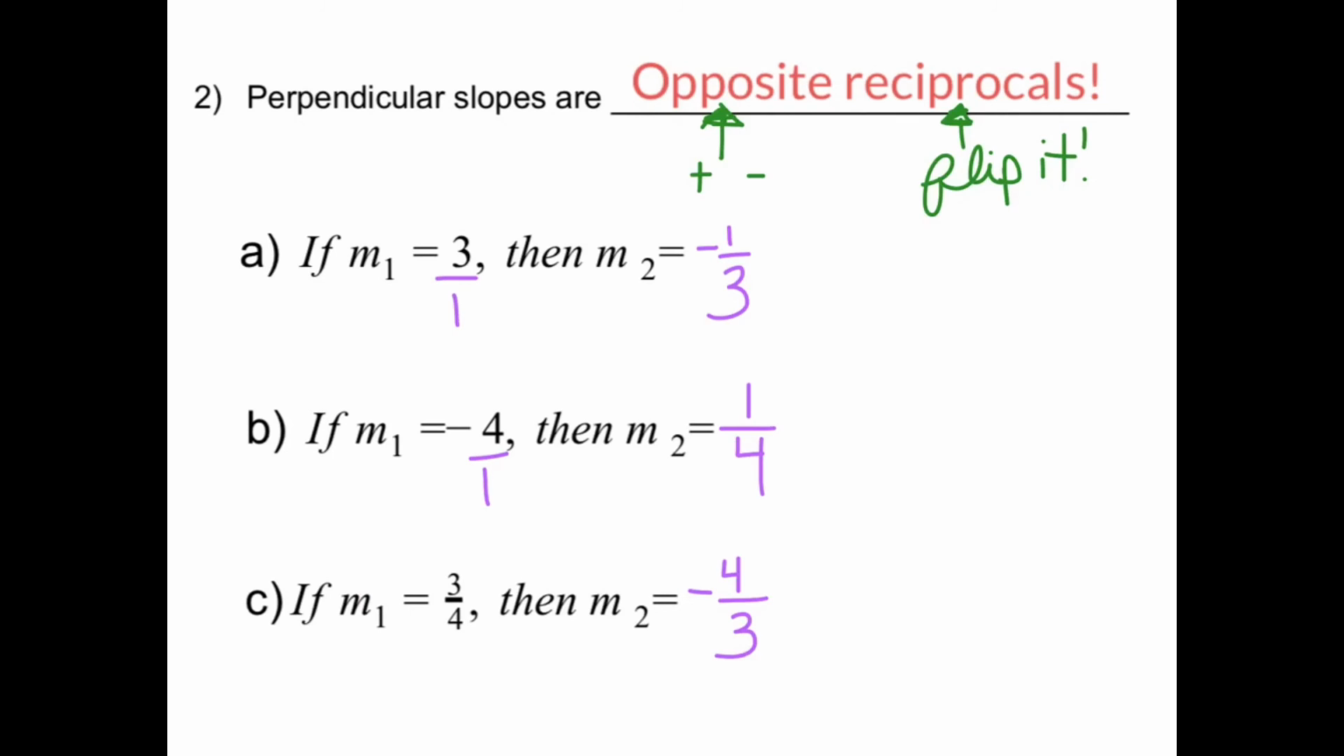So the opposite part means to make it positive or negative. So if it is already positive, you're going to make it negative. If it's negative, you're going to make it positive. And the reciprocals are when we flip a fraction.